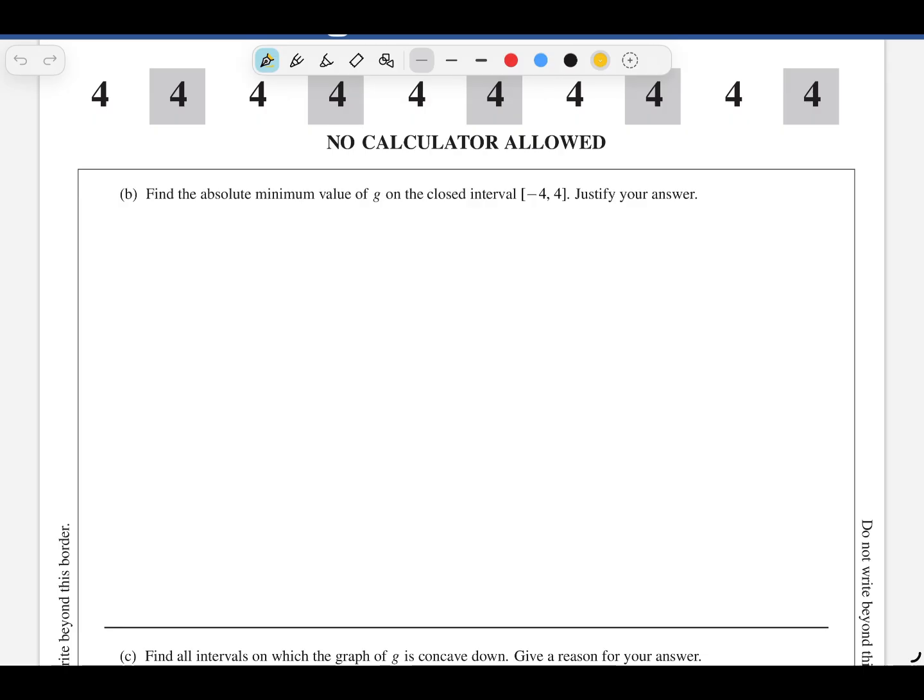Find the absolute minimum value of g on the closed interval -4 to 4. Justify your answer. For an absolute minimum on a closed interval, we check first the endpoints, second the critical points. The question gives that g'(x) equals f(x). Critical points appear when g'(x) equals 0, so we want to find f(x) equal to 0.